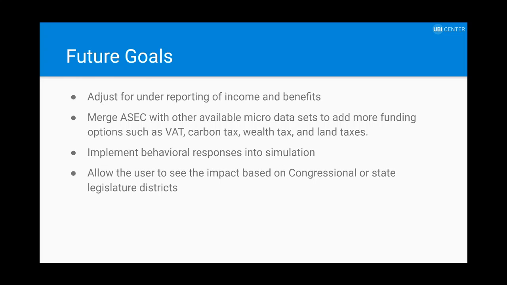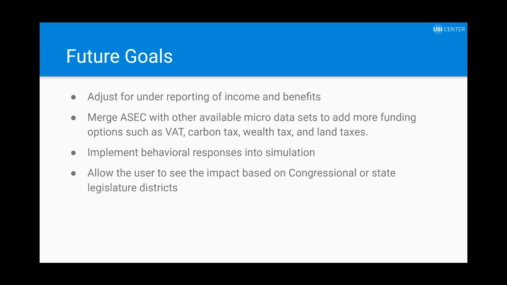Another thing we're hoping to do is merge that ASEC data that I was talking about before with other micro data sets, so that we can add different tax options. So maybe different income tax reforms for starters, but also maybe a consumption tax like a VAT, a carbon tax, possibly a wealth tax, or even a land tax, to give the user as many possible ways to fund a universal basic income as possible.